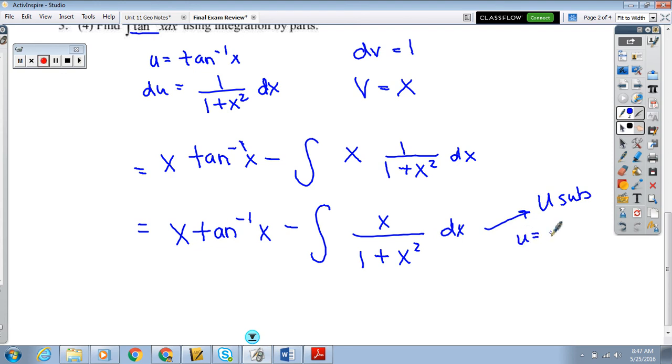Pick your u to be 1 plus x squared, and then your du is going to be 2x dx, and that x in the top would cancel. I think you'll have a lot of luck there. If having a bunch of u's in this problem is freaking you out, remember you can always do dub sub.